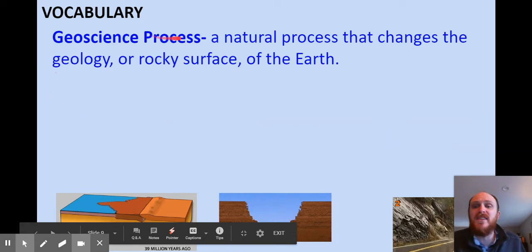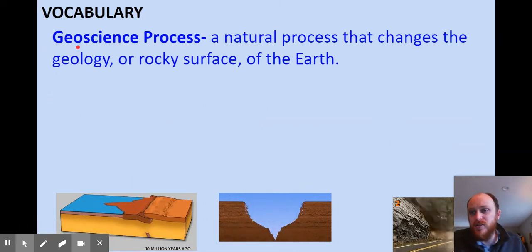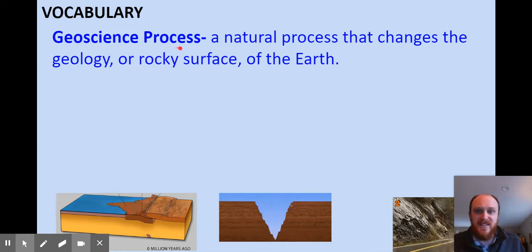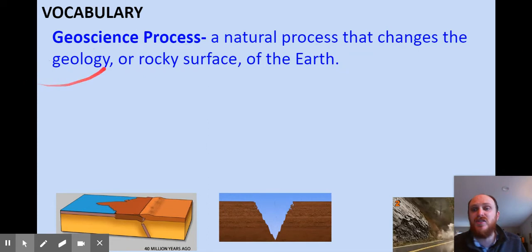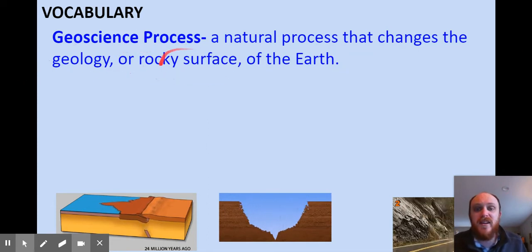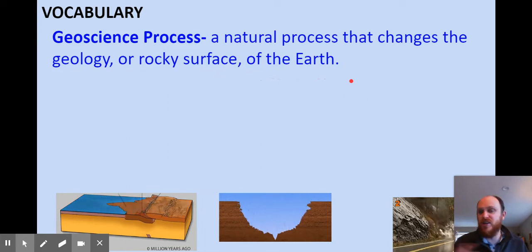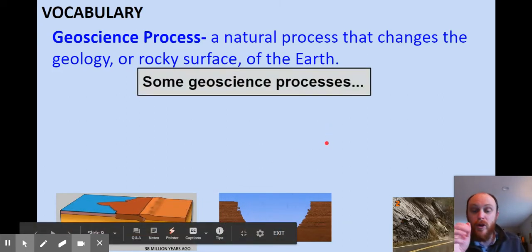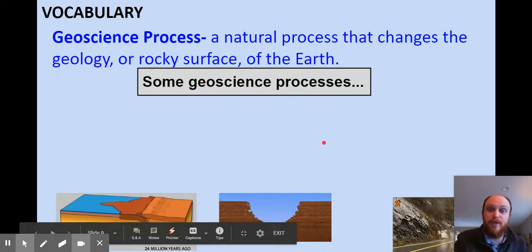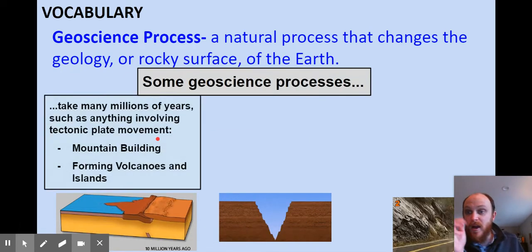So when I talk about geoscience process, geo means earth, so this is like an earth science process. This is a natural process, a natural thing that happens that changes our geology, changes the rocky surface of the earth. So anything that changes the surface of the earth, you can look at some of these GIFs down here for an example. So we are going to be looking at different categories of processes over the next few lessons.